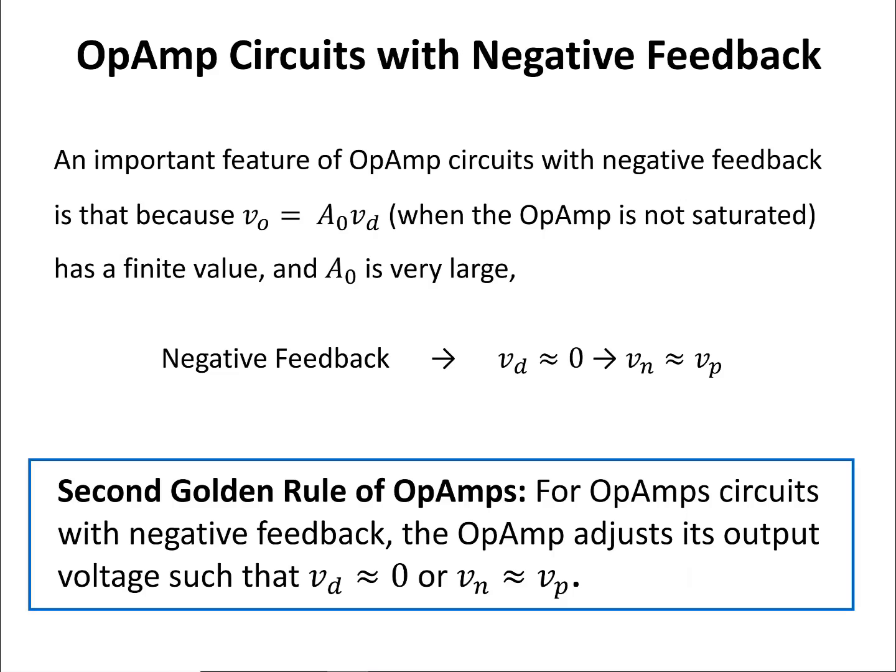So an important feature of op-amp circuits with negative feedback is that because Vout equals A0 multiplied by Vd, obviously when the op-amp is not saturated and operates as a linear amplifier, Vout has a finite value and A0 is a very large number. That means this Vd must be a very small value, which means Vn and Vp are almost equal to each other. This brings us to the second golden rule of op-amps, which states that for op-amp circuits with negative feedback, the op-amp adjusts its output voltage such that Vd is equal to 0, or the node voltages at the inverting and non-inverting terminals of the op-amp are almost equal.